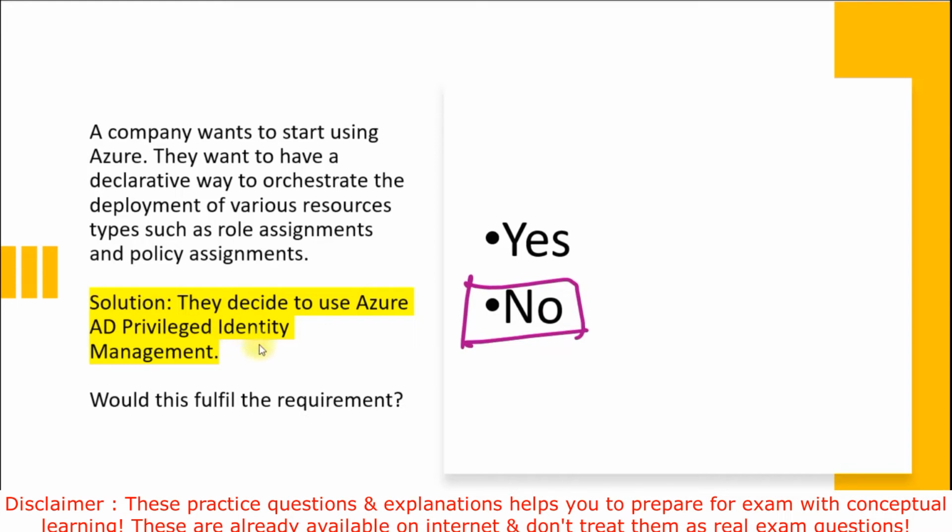Let's understand what exactly this service does. This is the Azure AD PIM service. PIM is for Privileged Identity Management. Privileged identities are administrator accounts, like we have many admin accounts or service accounts. Those come under privileged accounts. So this service is normally used to manage these administrator or service accounts. That is the purpose we use the Azure AD PIM service, not for the declarative way of orchestrating the deployment of various resources. So we will go with no for this question. I hope you find it helpful. Let's see the next question now.